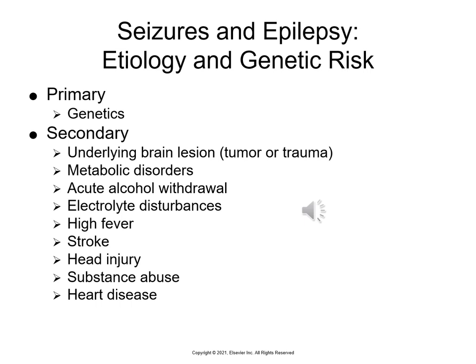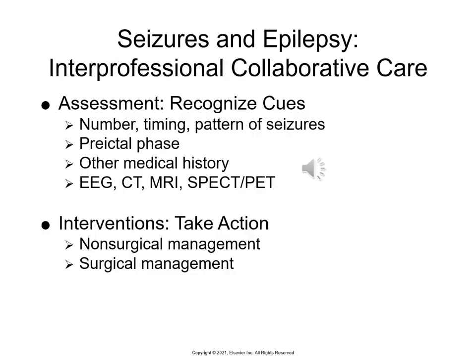As discussed on the previous slide, you will need to be familiar with how to differentiate primary and secondary etiology and genetic risk, with genetics being associated with primary seizures, secondary being related to a specific disease process or disorder, such as an underlying brain lesion, tumor, or trauma. We'll talk about TBI and brain tumors in upcoming chapters, metabolic disorders like diabetes, acute alcohol withdrawal, electrolyte imbalances, high fever, stroke, head injury, substance abuse, and heart disease.